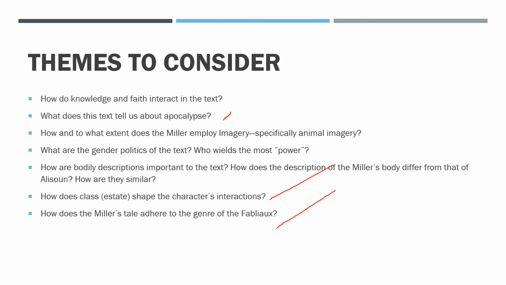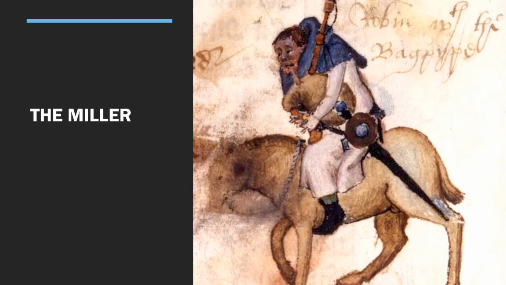It's a dirty story. All right, we're going to start our work with the text by looking at the Miller himself. Now, this is an image of the Miller from the Ellesmere manuscript, which you'll remember from the first slide on Chaucer. So this is kind of a depiction of him. Here he is riding along on his horse, playing a set of bagpipes. He's got a little buckler shield there and a sword. And that's the Miller.